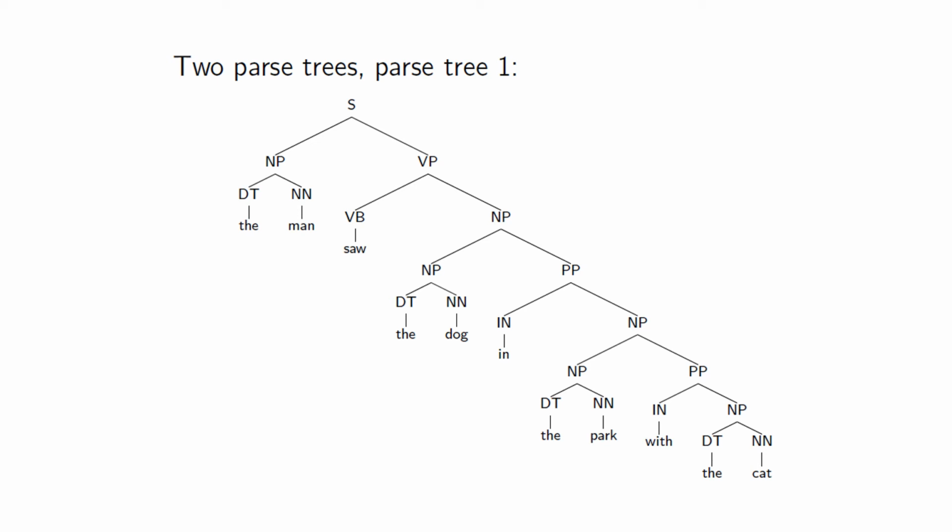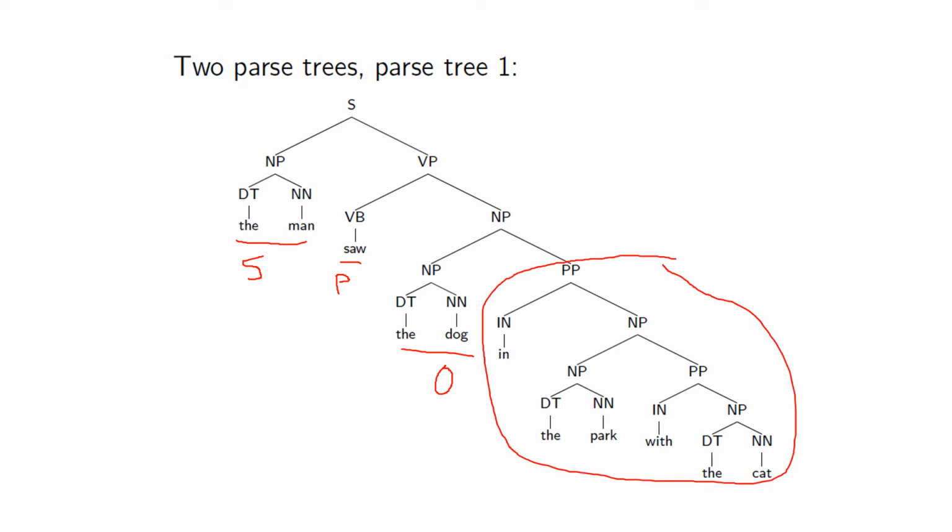So let's see the interpretation of the sentence for parse tree 1. Here, the subject of the sentence is the man. The predicate is saw. The object of the sentence is the dog. And the rest is this prepositional phrase, "in the park with the cat." As constructed with this tree, this is an adverbial, which specifies the place where the dog was, where the man saw the dog.